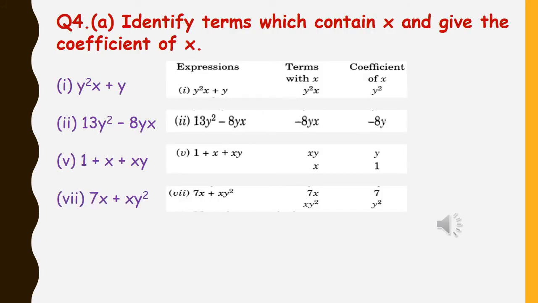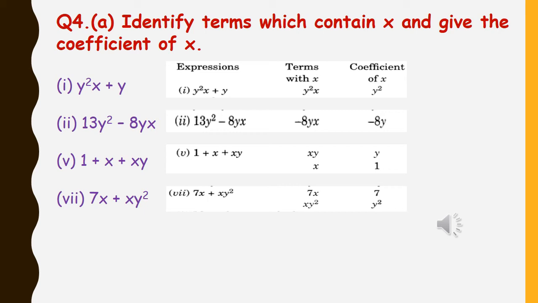In question number 4, we have to identify the terms which contain x and give the coefficient of x. Note it down that in the previous question, question number 3, we were finding the numerical coefficient. Here we are finding the coefficient of x. That means whatever is multiplied with x, we have to identify that.